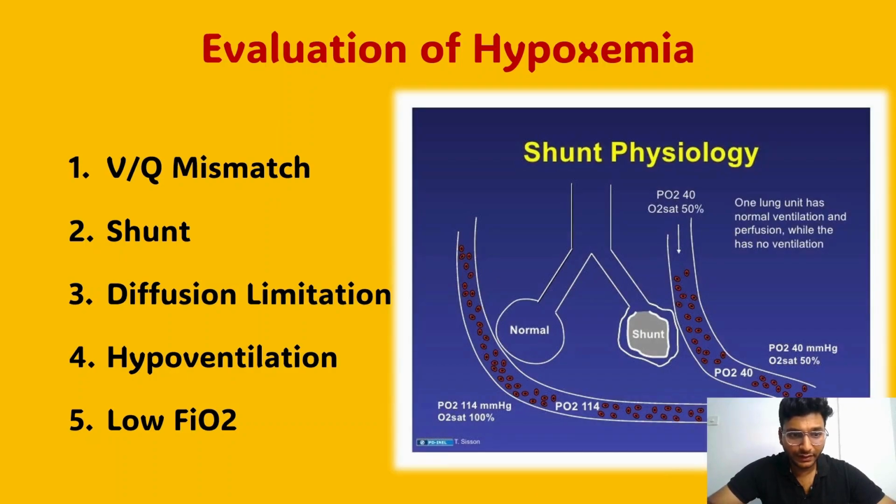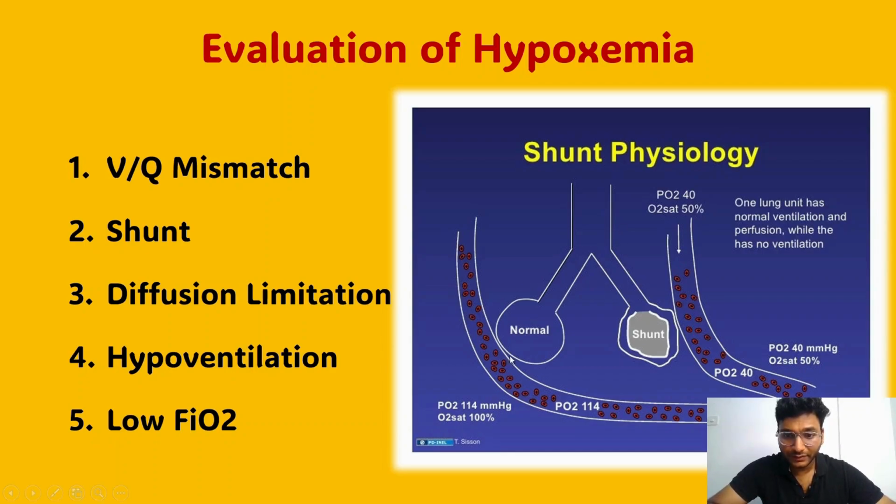So we can see here the shunt physiology is the most common etiology of hypoxemia, and the shunt physiology can be, as I said, extracardiac or intracardiac. The intracardiac physiology, as you know, is seen in cyanotic heart disease like VSD, tetralogy of Fallot, where you can have mixing of the blood and there will be shunting of deoxygenated blood into the oxygenated blood.